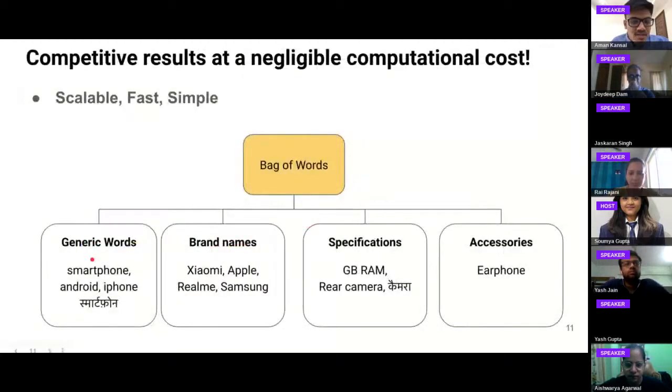Now, the bag of words that we had was classified into 4 categories. We had generic words, we had brand names, and we had specifications. For example, if something like gigabyte or RAM is occurring inside the text, then certainly that's related to the tech category. And finally, we had accessories like earphone and headphone.